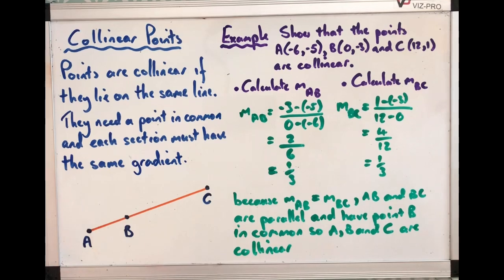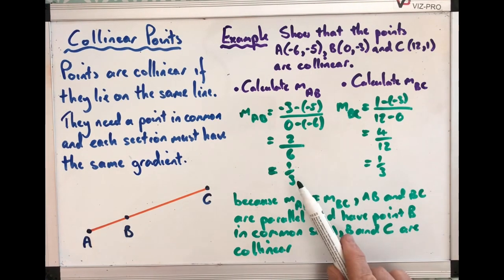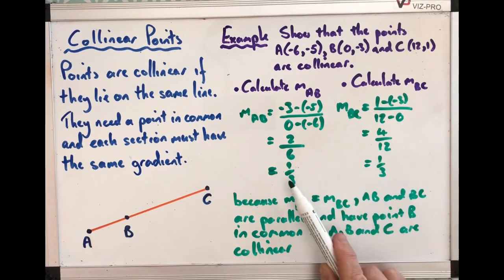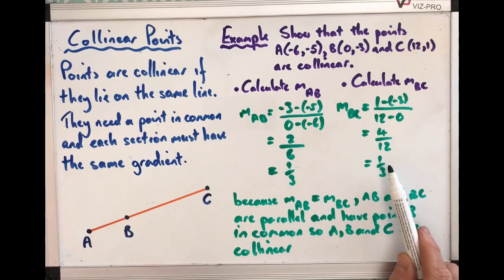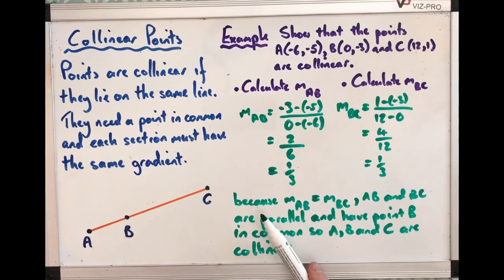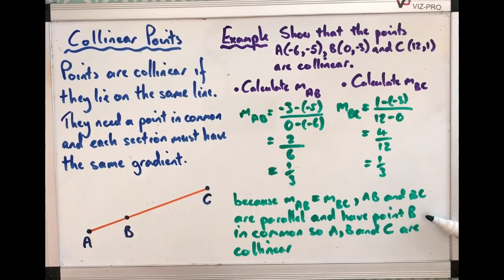So, let's go through it again. We worked out the gradients of the two line sections, and if they're equal, we can say because the gradient of AB is equal to the gradient of BC, AB and BC are parallel. Then we state they've got a point in common and have point B in common. So A, B and C are collinear. I know it might seem obvious that they've got point B in common, but you must state it if you want to get the marks.